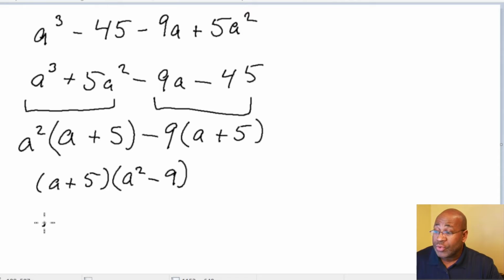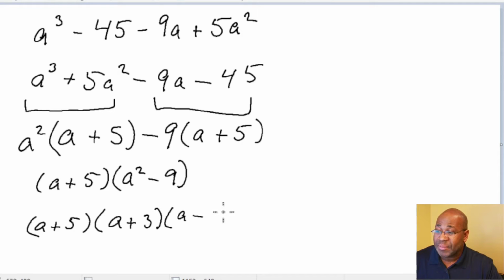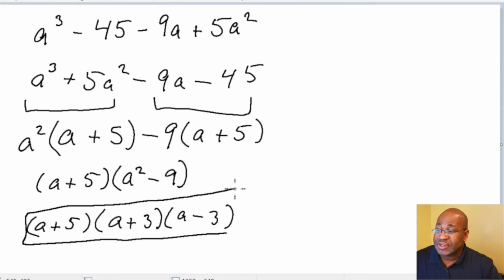And so bring down a plus 5. And when we factor out a squared plus 9, that's going to be a plus 3 times a minus 3. And so now none of these factors can be reduced any further. And so this would be our completely factored form. Let's take a look at another example.